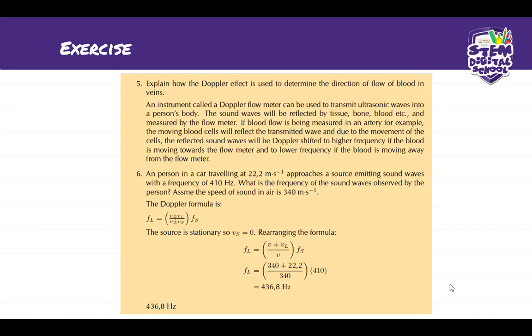Okay, so there we are. The source is stationary, so Vs is 0. We didn't even rearrange the formula, it's still the same. It's just that we minus the source, and here it's a positive. So we put in everything that we have, which is the 340, the 22.2, which is the speed of the person in the car, and the 410 is the frequency of the sound of the source. And this will give us 436.8 hertz.